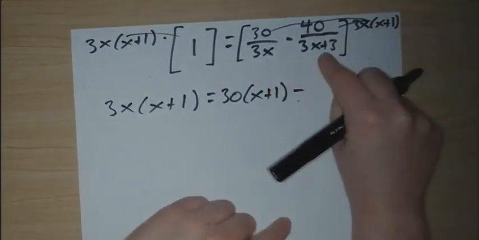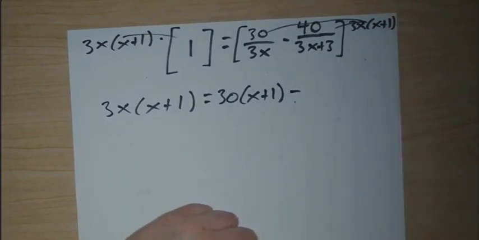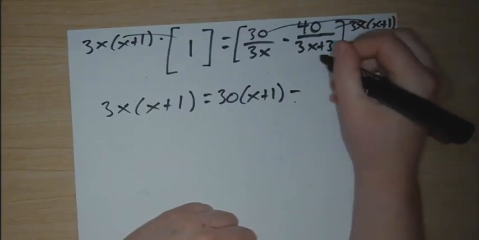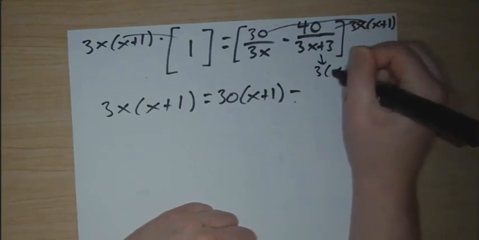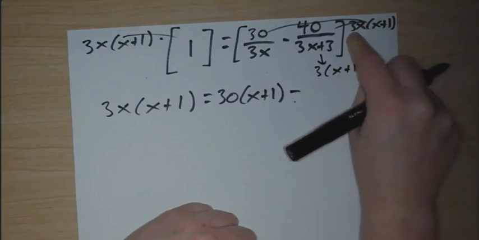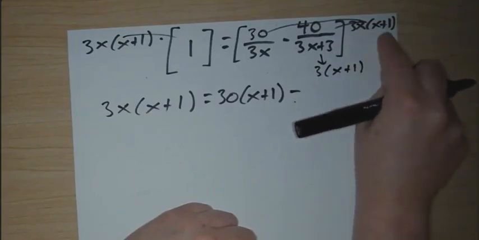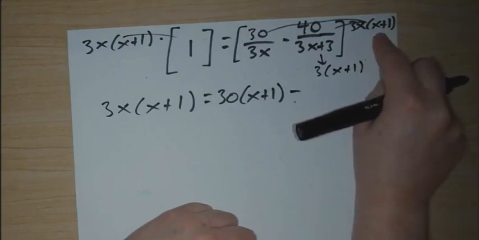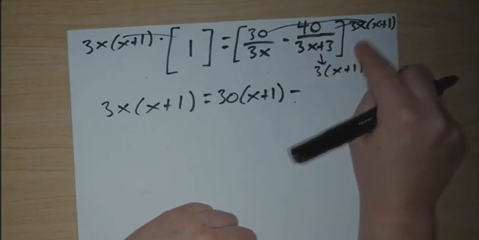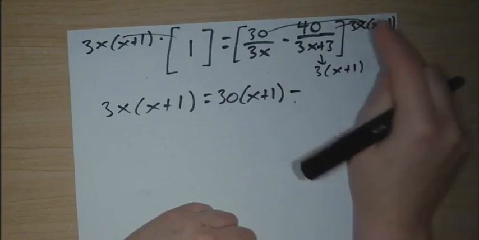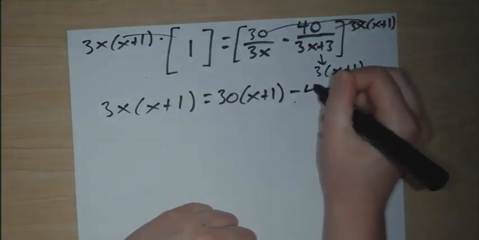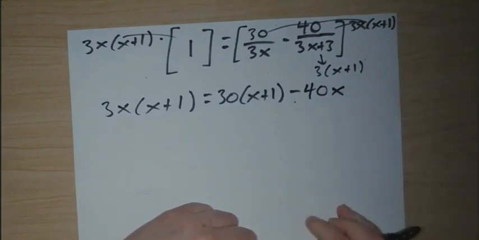Now we have the right term. So we have this right term of 3x plus 3. Now remember that 3x plus 3 factors to 3 times x plus 1. And we had the factor of 3 times x plus 1 up here. So this 3 and this x plus 1 will cancel with the denominator here, but this x will not cancel. So we're left with 40 times x, and that's just 40x.